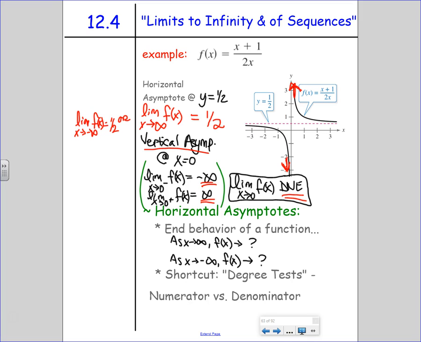As x goes to infinity, what is f of x doing? As x goes to negative infinity, what is f of x doing? So this one is not from the right, not from the left. This is going to be to the right. What is the function doing to the right? That's going to be our x approaches positive infinity. And what am I going to say for x approaching negative infinity? To the left.